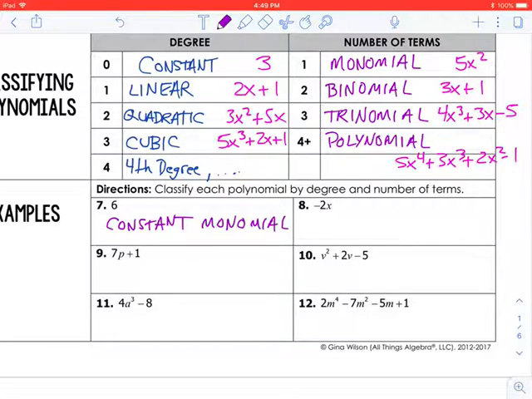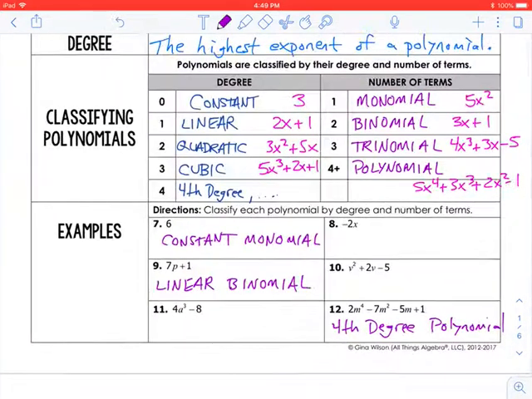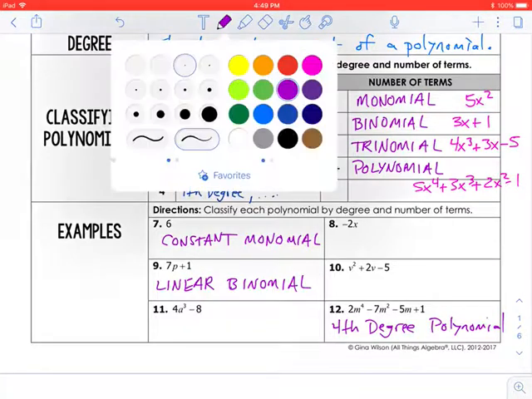And then number 9 has two terms and the highest degree is 1, so it's a linear binomial. Okay, and then let's look at number 12, the last one. That is a 4th degree because the highest is 4. So 4th degree, and then 1, 2, 3, 4 terms means it's a polynomial. Okay, that's it. So that's classifying.